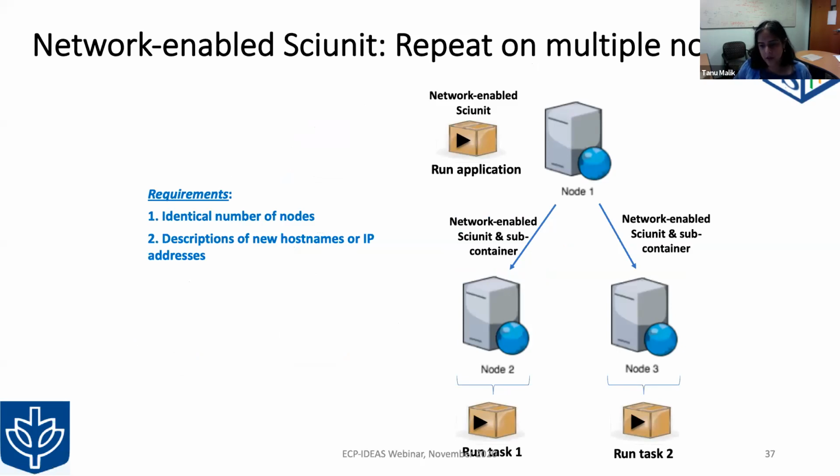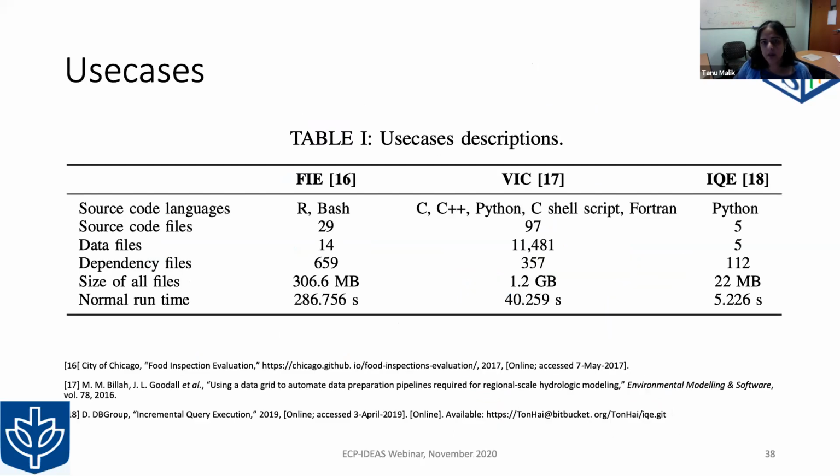So that is Sciunit. Let's look at how Sciunit behaves on some of the programs that we have tested. So these are real applications. The first one, FIE, is a food inspection evaluation. It's a data mining, data science, I would say, application which uses random forests to predict where food violations would be happening.